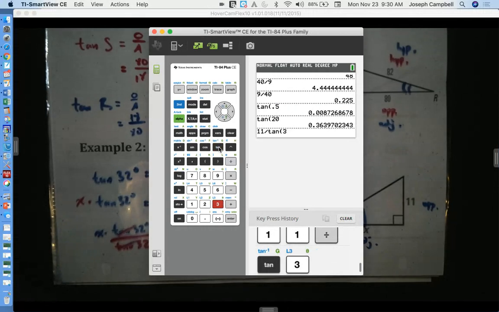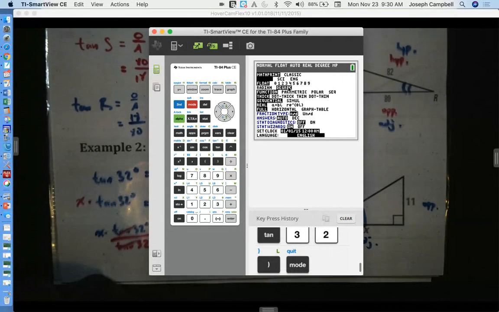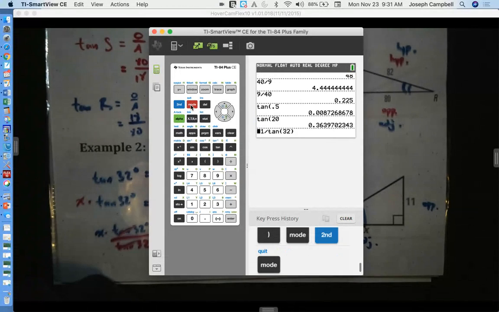If you're not getting the same answers that I am, you want to make sure that your calculator is in degrees. To check, go to mode and make sure that this is highlighted and not that. Then you get out, do second, and quit. All right, so we'll enter that.